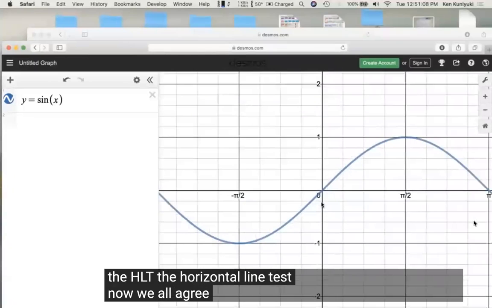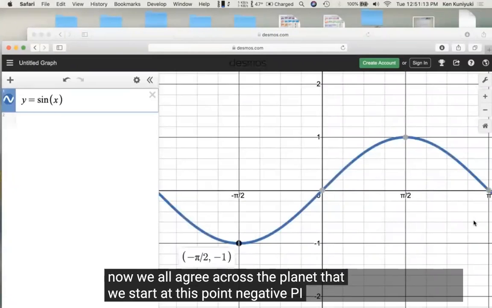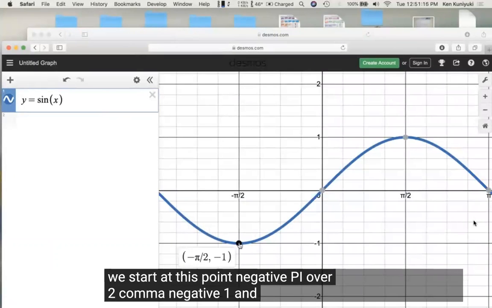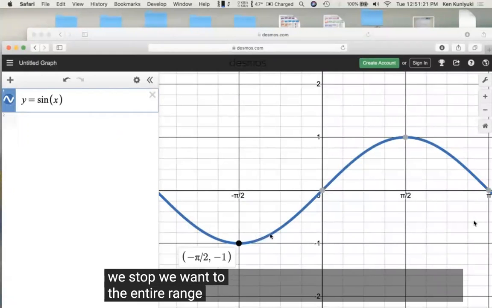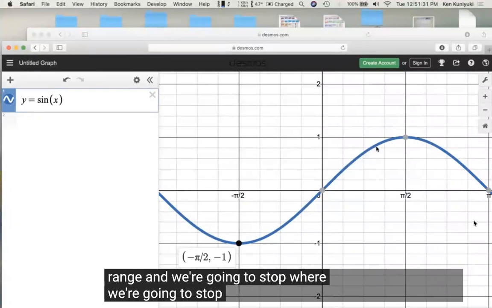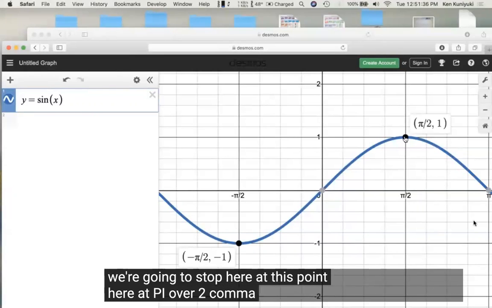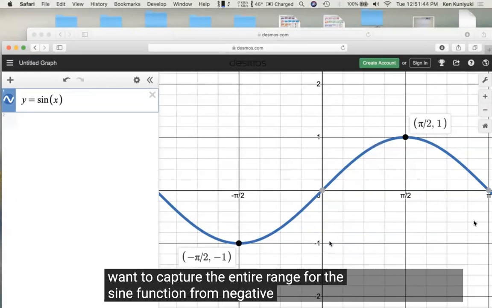Now, we all agree across the planet that we start at this point, negative pi over 2, comma negative 1, and then where would we stop? Well, we want to pick up the entire range, so we have to keep going. We're going to stop at pi over 2, comma 1, because we want to capture the entire range for the sine function from negative 1 to 1.